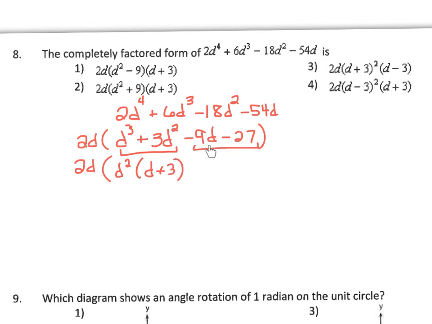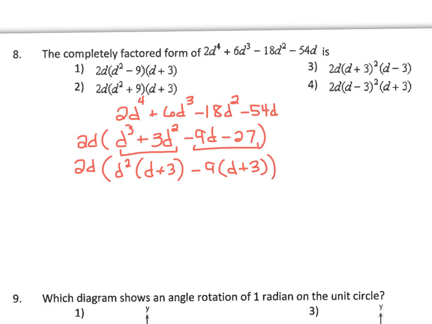Okay, now if we look at these next 2 terms, you could either pull out a positive 9 or a negative 9. But think about it. If you want to be left with a positive d and a positive 3 in parentheses, if we want to be left with positives, then we've got to pull that negative out. So let's pull out a negative 9. And then negative 9d divided by negative 9 is positive d. And negative 27 divided by negative 9 is positive 3. Then we can close up the parentheses as well as closing up this parenthesis right here.